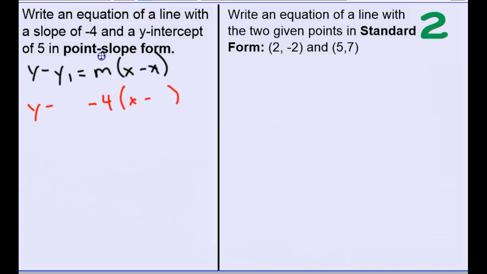When we have a y-intercept of 5, that's really saying that we have a y-intercept at 0, 5. So when we have a y-intercept at 0, 5, we have an x and we have a y. Our y1 is going to be 5. And our x1 will be 0. So here we have y minus y1, which is 5, equals negative 4, which is m, times x minus 0, 0 is x1. So here is our point-slope form equation.